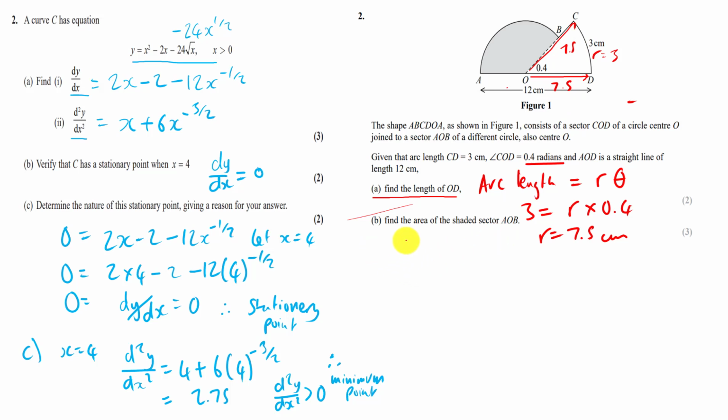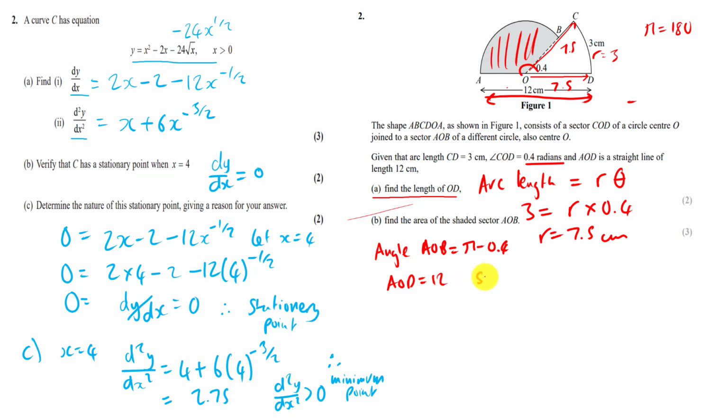Now part B, find the area of the shaded sector here. Now if you imagine this is 180, pi equals 180 in radians, so angle AOB equals pi minus 0.4. Now AOD is 12, so AO must equal 12 minus 7.5, which equals 4.5 centimeters.